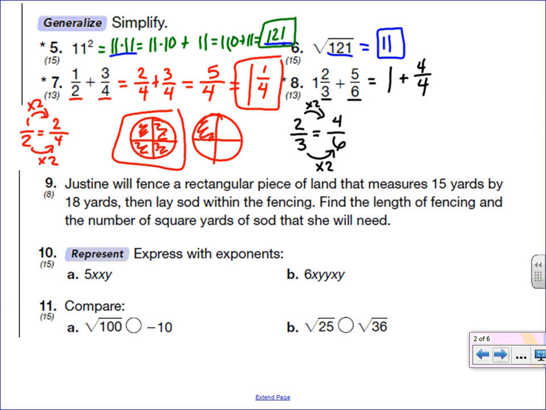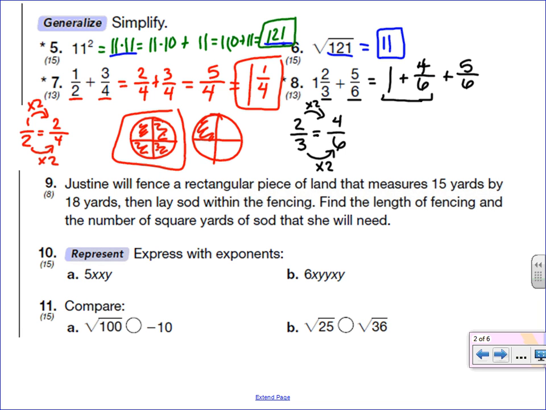Whenever I have a mixed number, I can write it as the sum of the whole number and the fraction. Sorry, it shouldn't say 4/4, it should say 4/6. And then I'm also adding on 5/6.